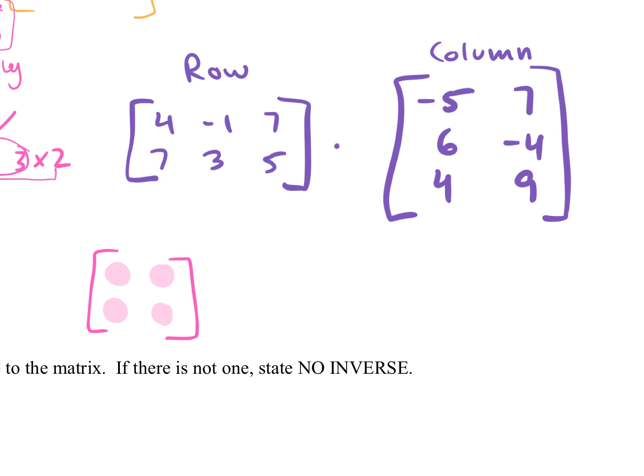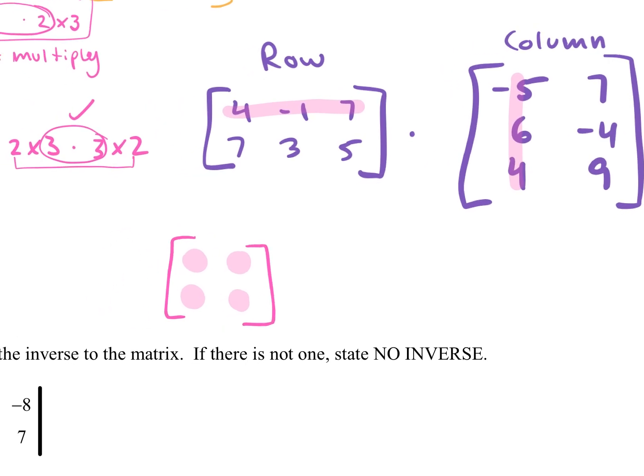So we're starting with the first row, first column. So we're going to multiply the first number times the first number. 4 times -5 would be -20, plus the second number times the second number. -1 times 6 would be -6, plus the third number times the third number. 7 times 4, 28. What's -20 minus 6 plus 28? 2. Awesome. Let's do it again.